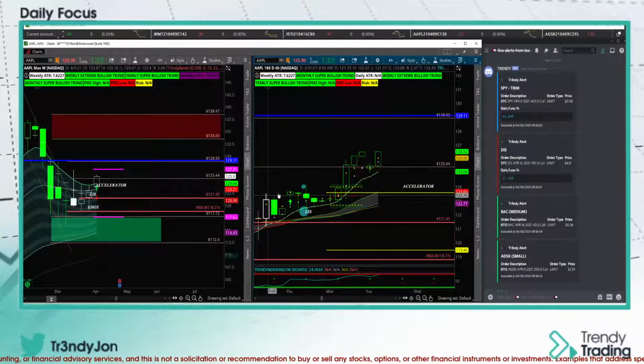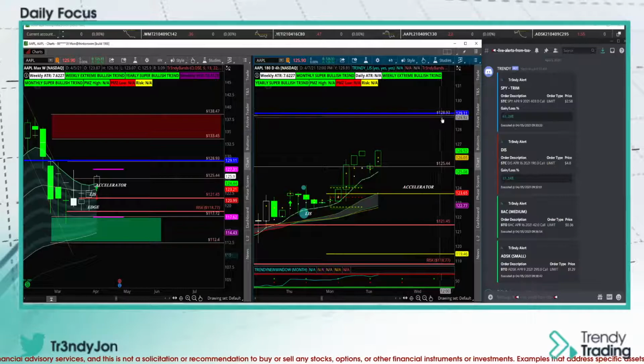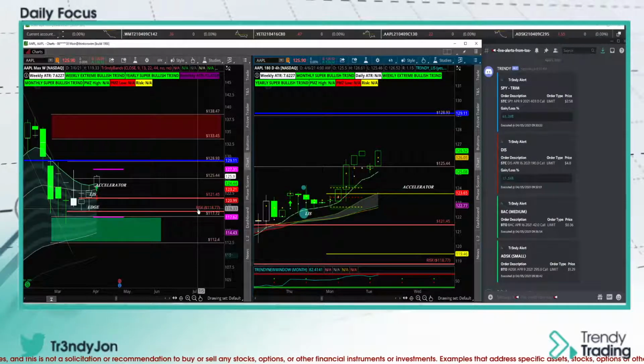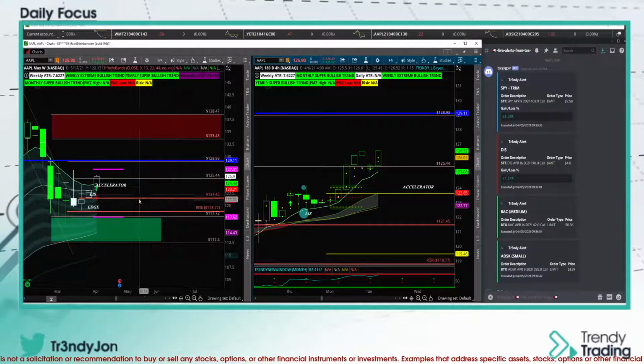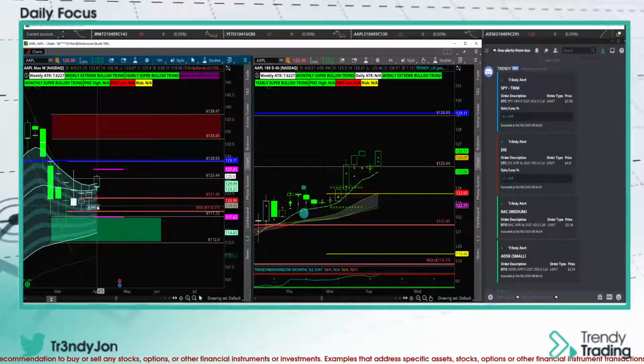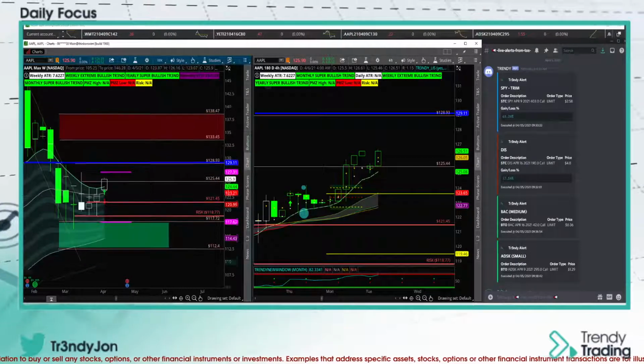I will tell you that short term, my target is 128.93 by 129. Now, I did have a stop down here or risk at 118.77. I am going to move that today. All right, and this is what I'm going to do.